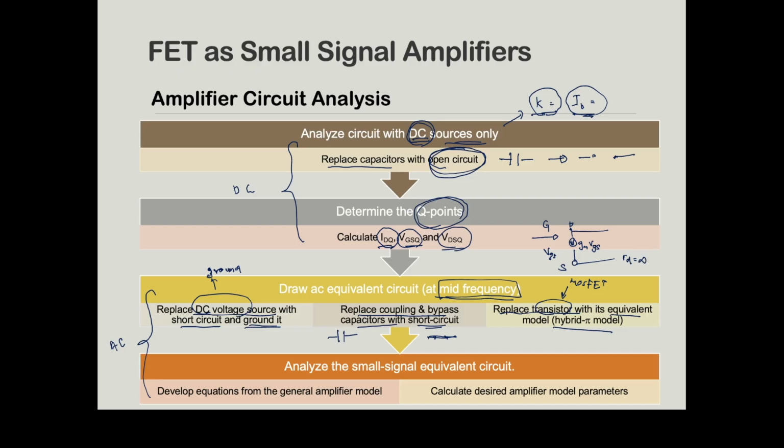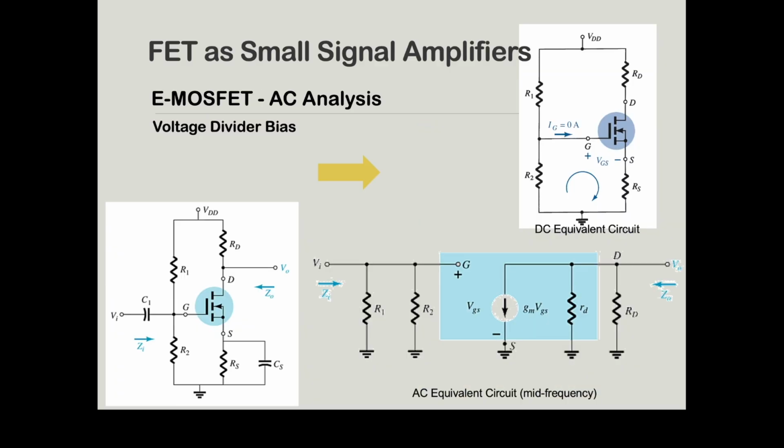Okay, next, analyze the small signal equivalent circuit. Then we need to analyze the equivalent circuit. We need to develop the equation from the general amplifier model and calculate the desired amplifier model parameters. Okay, so later we're going to look at what this is all about. Right, so now let's look into the next slide.